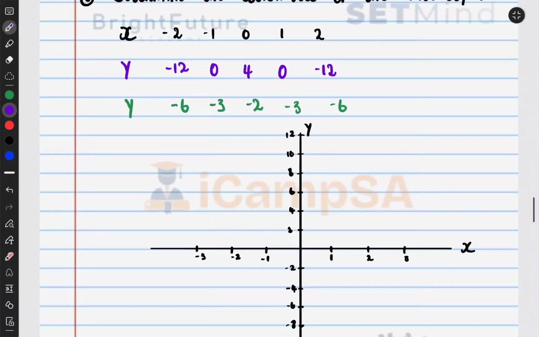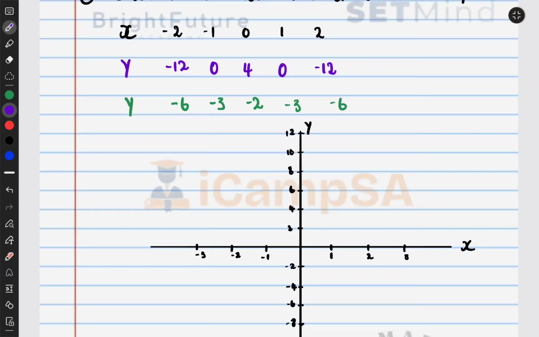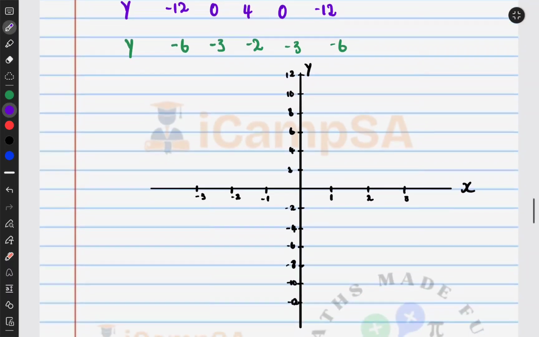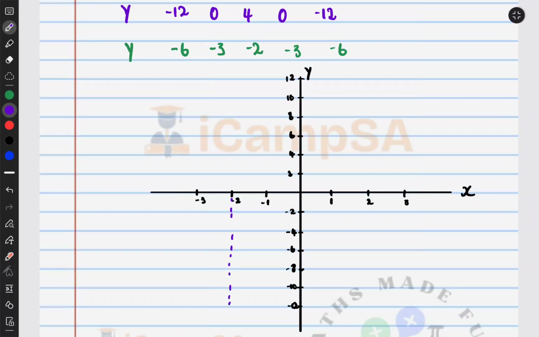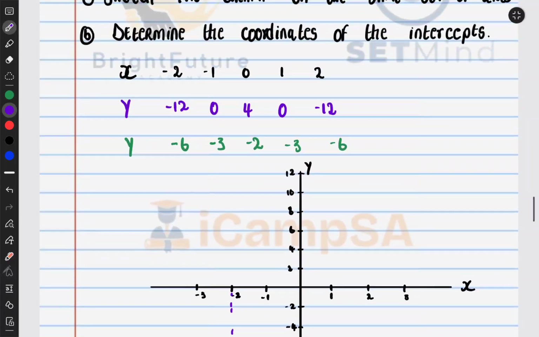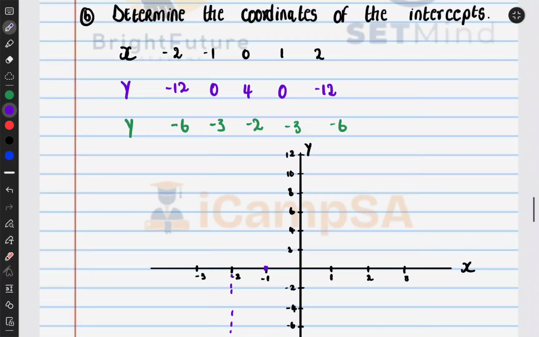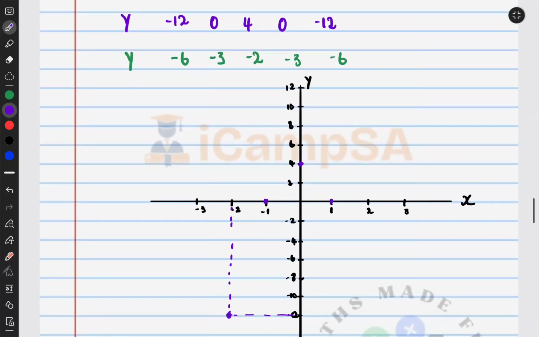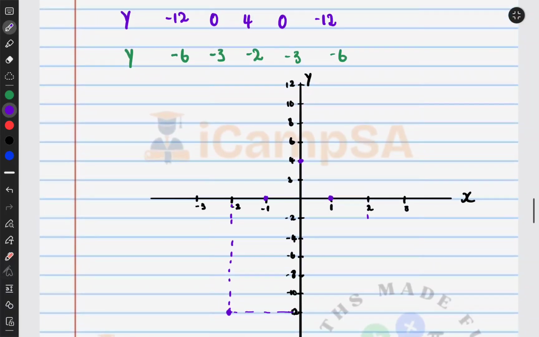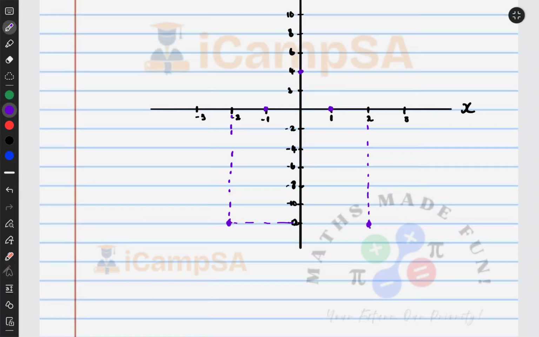Where x is negative 2, y is negative 12, so the first point is there. Negative 1 is 0, so y is 0, and we have a point there. Where x is 0, y is 4, we have a point there. Then 1 and 0, and 2 and negative 12. Then we join our points. That is how our function is going to look.